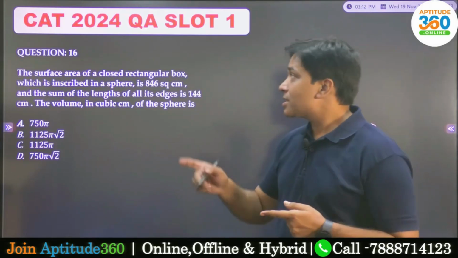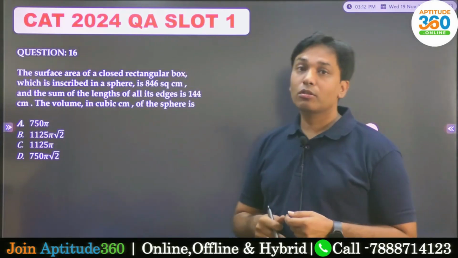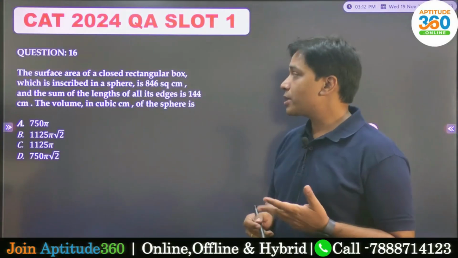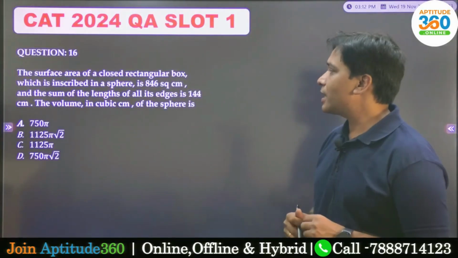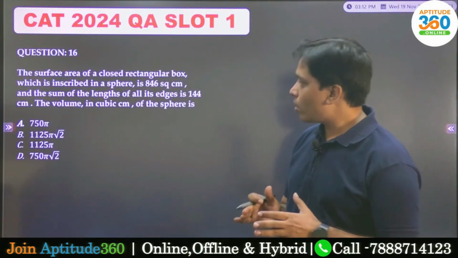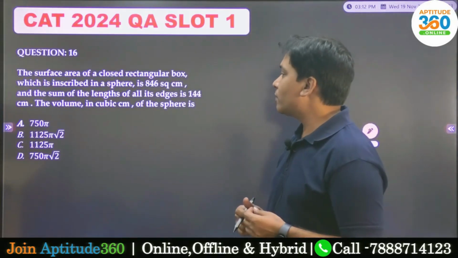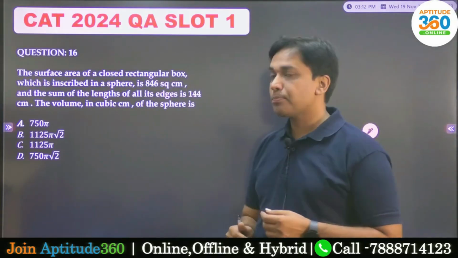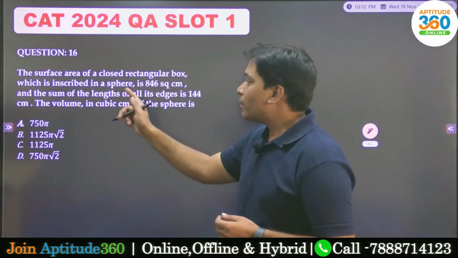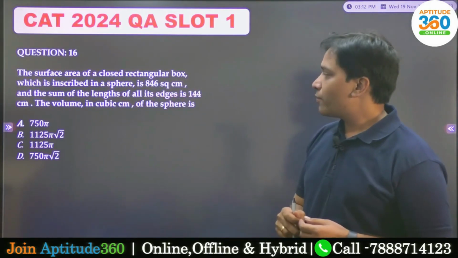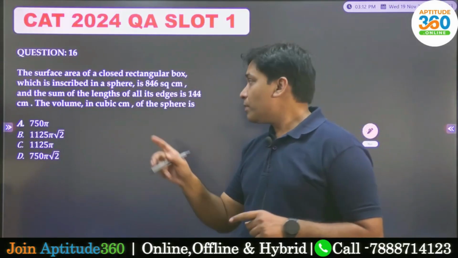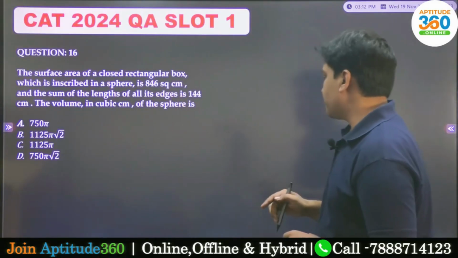This question was asked in CAT 2024, slot 1. It was from mensuration topic. It says that the surface area of a closed rectangular box which is inscribed in a sphere is 846 centimeters square, and the sum of the lengths of all its edges is 144 centimeter. Then you need to find out the volume in cubic centimeter of the sphere.